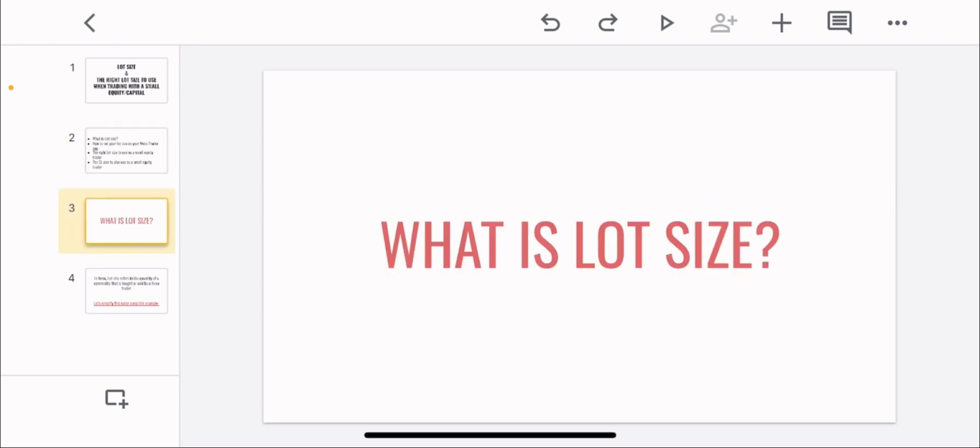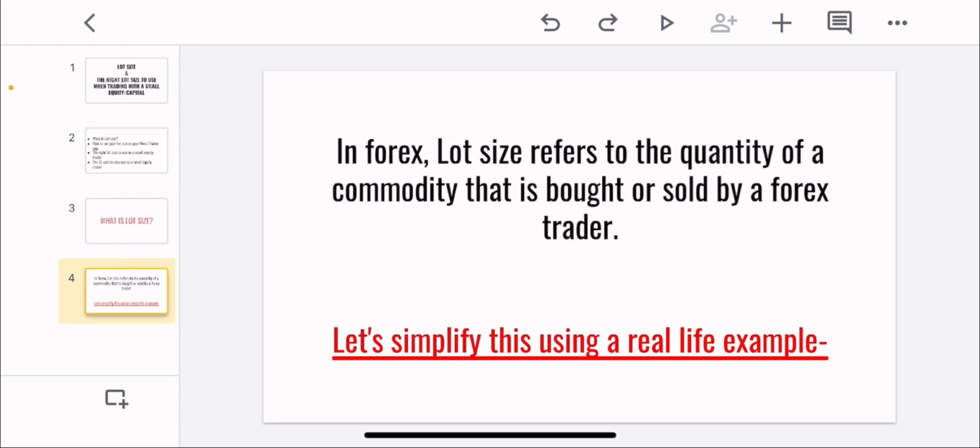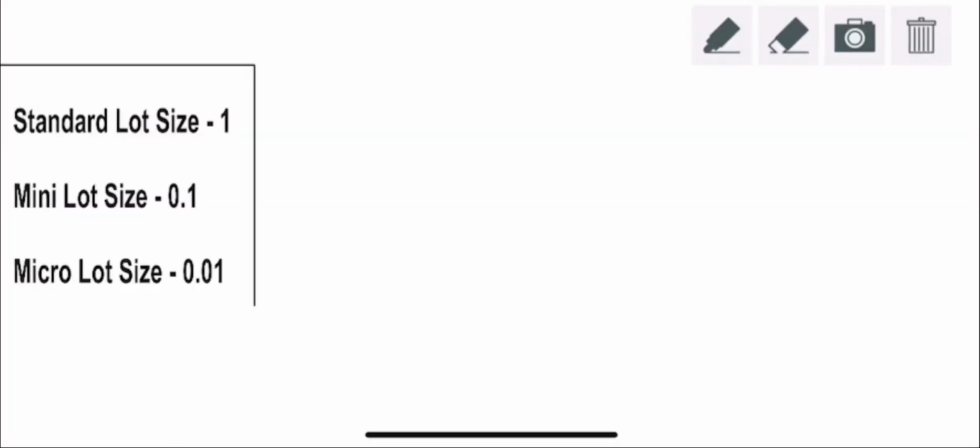what is lot size. So what is lot size? In Forex, lot size refers to the quantity of a commodity that is bought or sold by a Forex trader. So let's say that as a currency pair trader, we are going to be referring to the commodity that we are buying or selling as currency pair. So with this in mind, let's simplify this using a real life example.